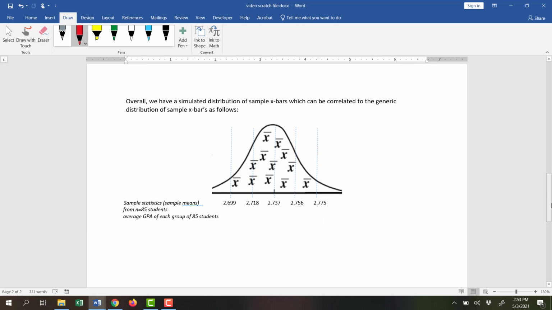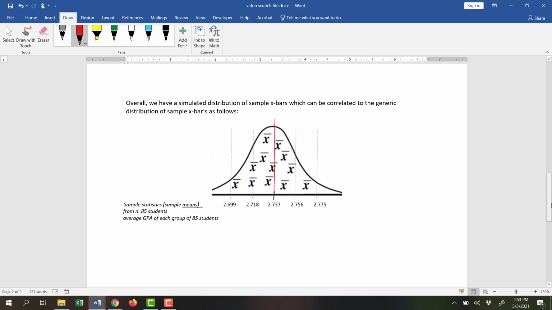Okay, so here is my labeled drawing. Let's walk through how I got that. The center of the distribution of sample statistics is 2.737. That came, remember, from the given mean of this distribution, 2.737. At the top here, I'm going to label how many standard deviations away from the mean each vertical line is.